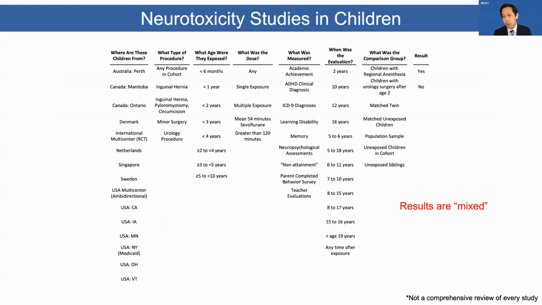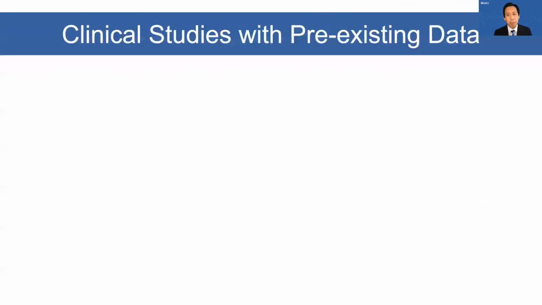It's not just that the results are mixed. The studies themselves are also very heterogeneous, including where these children are from, what type of procedure they received, what age they were when they were exposed, what the dose of exposure was, what was measured as an outcome, when the evaluation occurred, what the comparison group was, and finally, the result. So I don't think it's necessarily surprising that you're going to find variability in the results of the studies when there's so much variability in the studies themselves, including what outcome measure was actually evaluated.